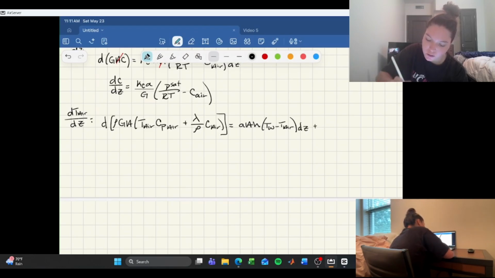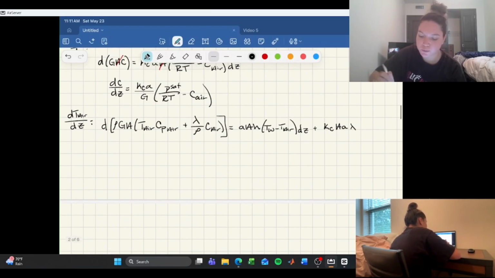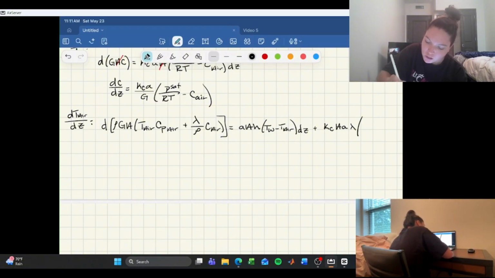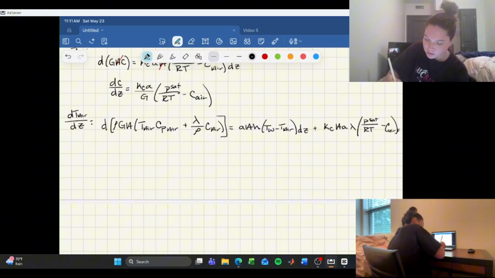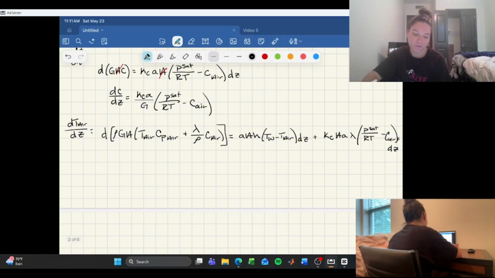And then the mass transfer section is going to be the mass transfer coefficient times the area times the packing times lambda, which is the enthalpy of vaporization, times the change in concentration. So the water was going to be the saturated pressure over the gas constant times temperature minus the concentration of air times dz. I'll put that down here. Okay. Here's our full equation. Now let's simplify and get it into these terms.